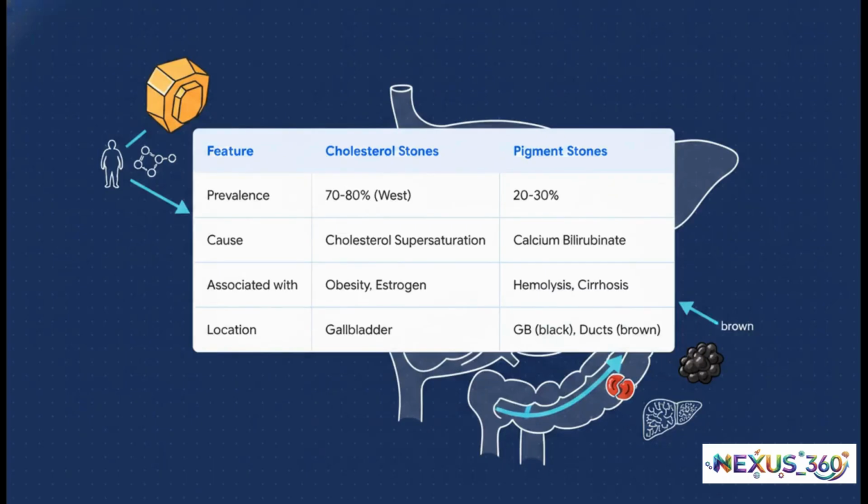In this table right here, this is pure gold for your exams. It breaks down the key differences you need to know. See how cholesterol stones are all about that supersaturation we just talked about, and they're linked to things like obesity and high estrogen levels? Pigment stones, on the other hand, are from too much bilirubin, and you'll see them in patients with conditions that break down red blood cells, like hemolysis or in cirrhosis.